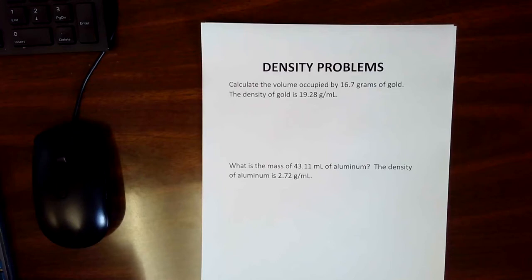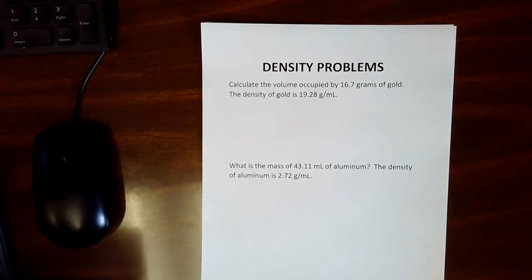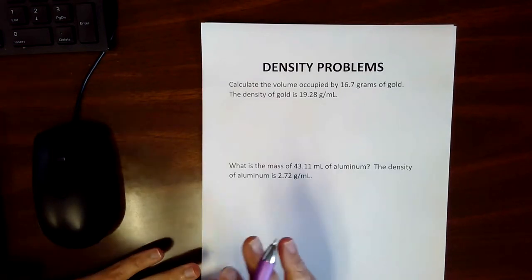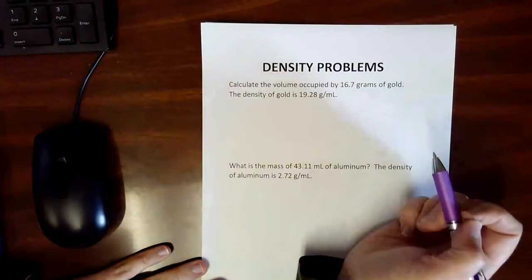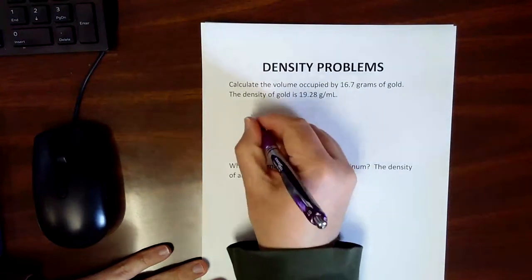In this video, I'm going to explain how to do density problems using dimensional analysis. So in this first problem, we are given a mass of 16.7 grams of gold, and the density of gold is 19.28 grams per milliliter. So what we do, like in all types of problems like this, we always start with what's given. We are given 16.7 grams, and so we start with that.